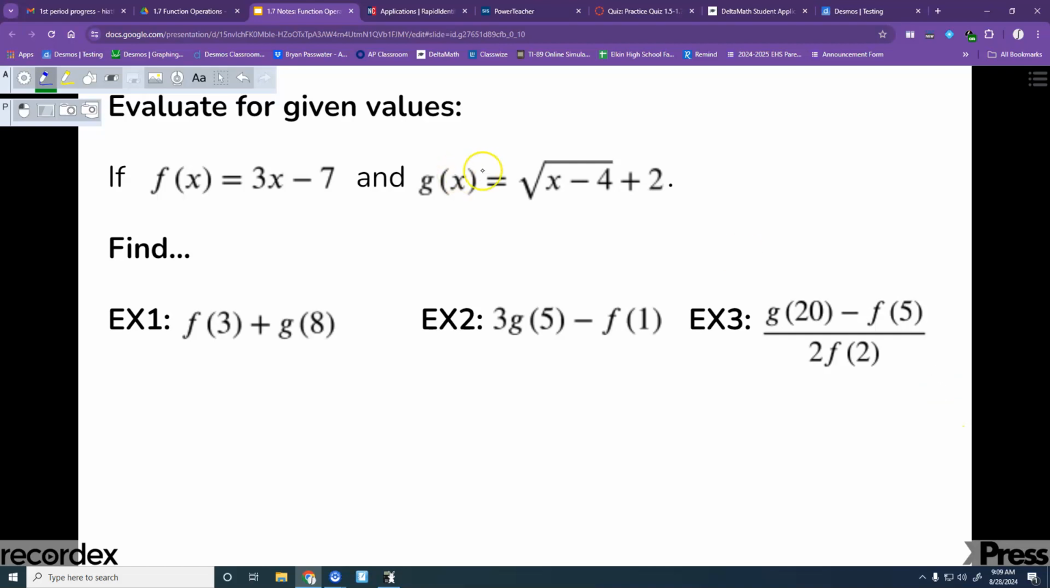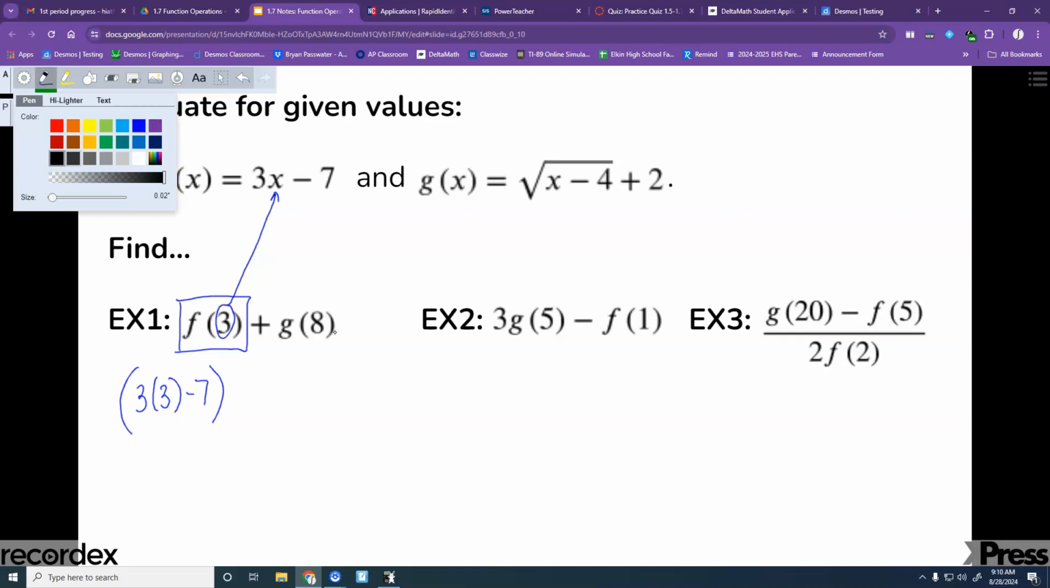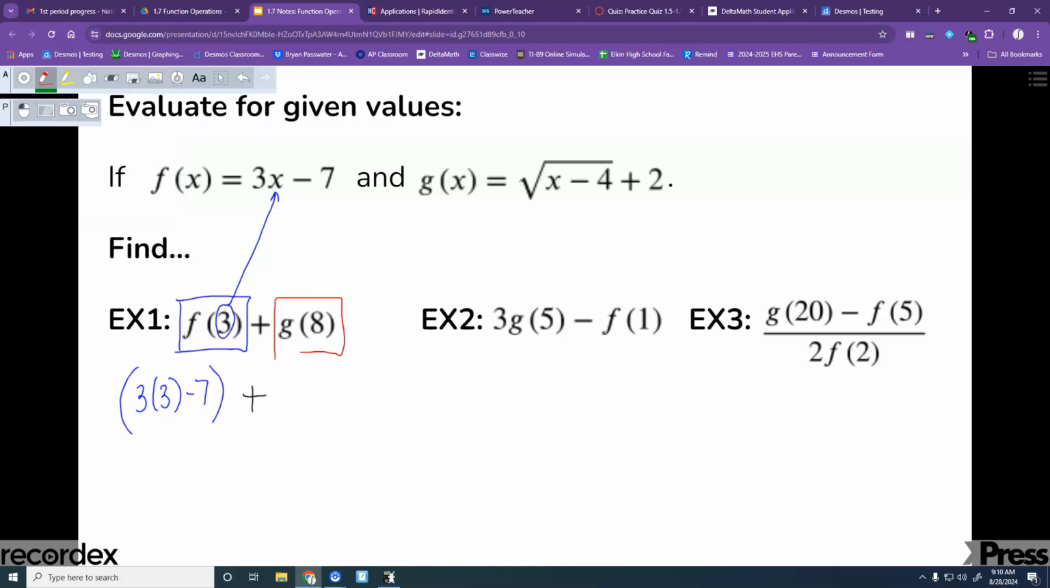So if I'm trying to find F of 3 plus G of 8, this F of 3 right here is telling me I need to take 3 and plug it into F. So that would look like this, 3 times 3 minus 7. And I'm going to put an extra set of parentheses around this because this is this part right here. Then that plus sign would be right there, and let me use a different color here. For G of 8, I would be taking 8 and plugging it into this equation right here.